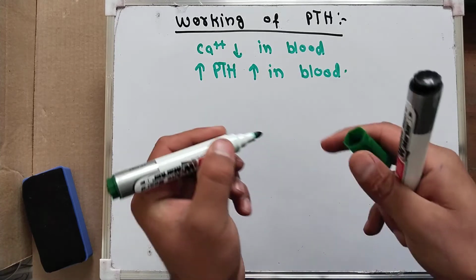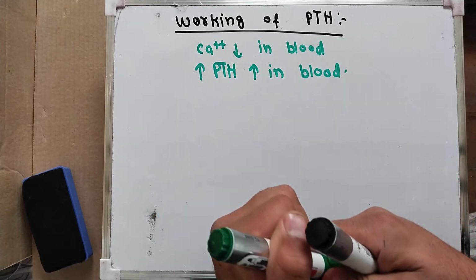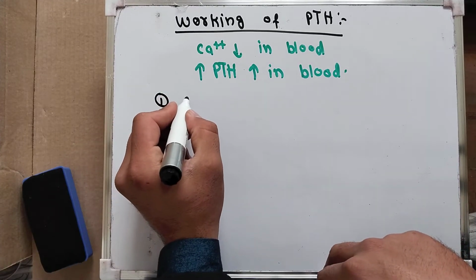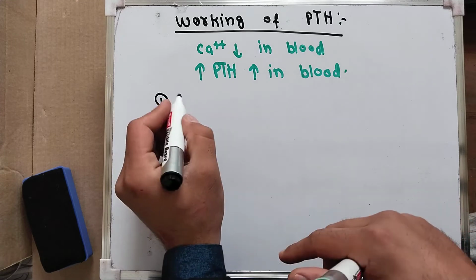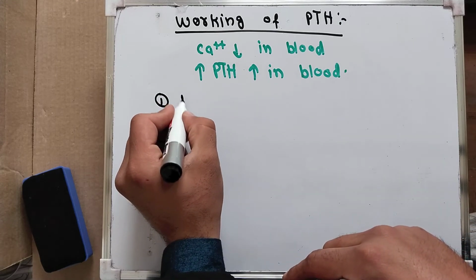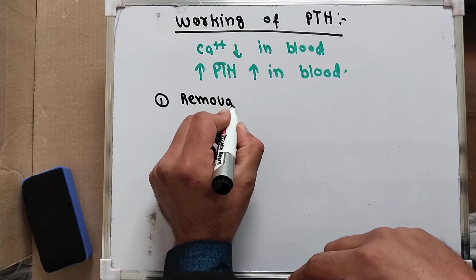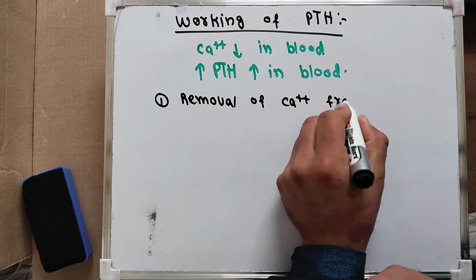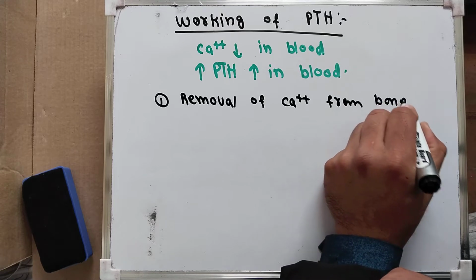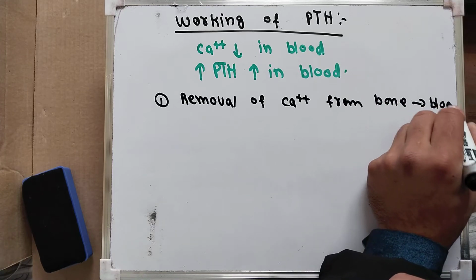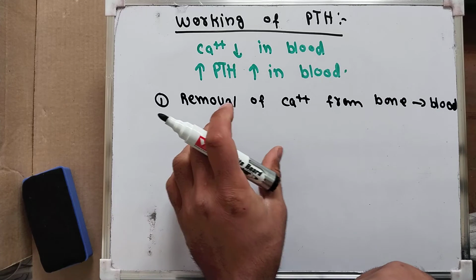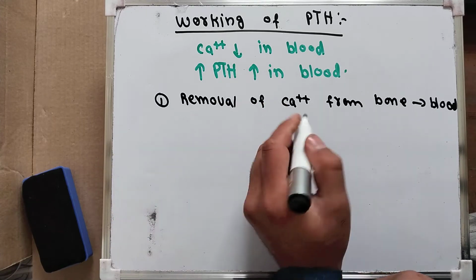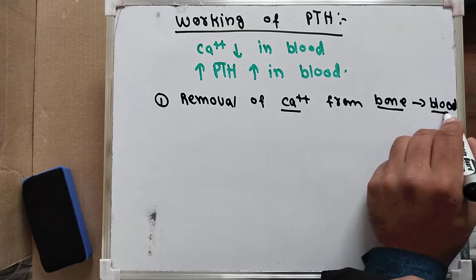This parathyroid hormone performs different activities, which include number 1, bone resorption and removal of calcium, we can say in this way, from bone to blood. This is one function that parathyroid hormone performs. It removes calcium ion from bone to blood.